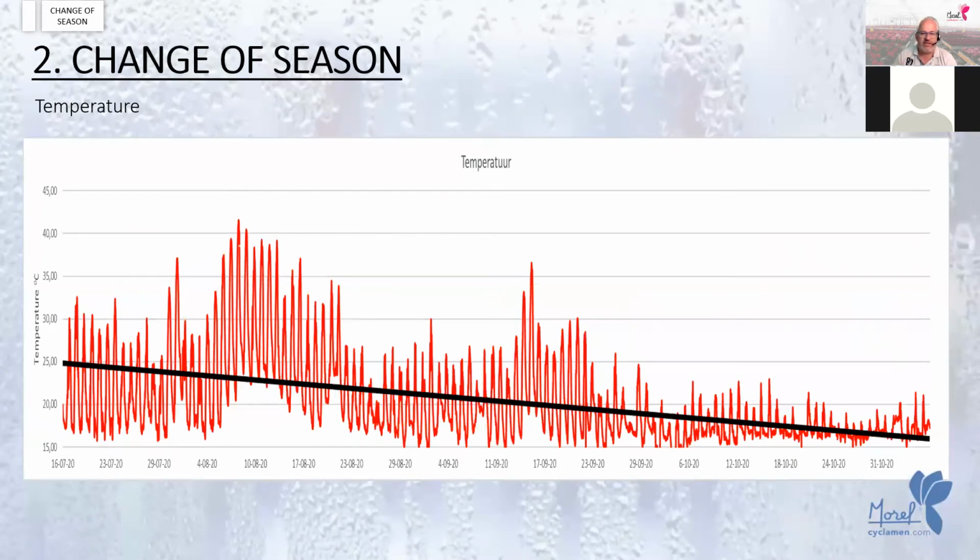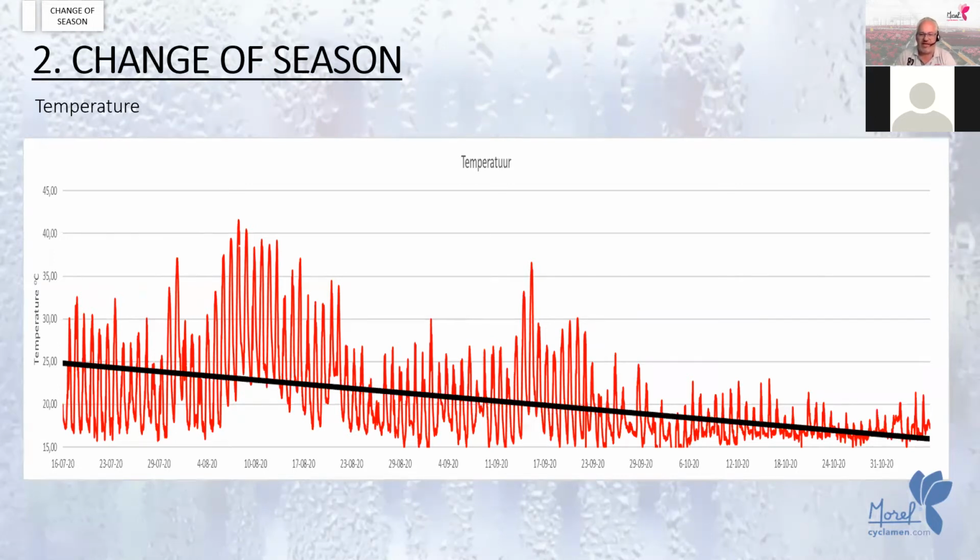So if we look at the temperature in the same greenhouse here, in this graph the red line represents the average daily temperature in the same greenhouse as from the previous graph with the light. So we can directly see that the light becoming less during the year has an effect on the temperature. As you can see, the line starts rather high, around 25 degrees average temperature, and it goes all the way down to almost 15 at the end of the trial, the end of October.